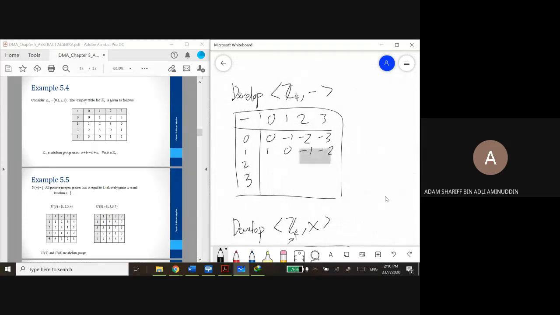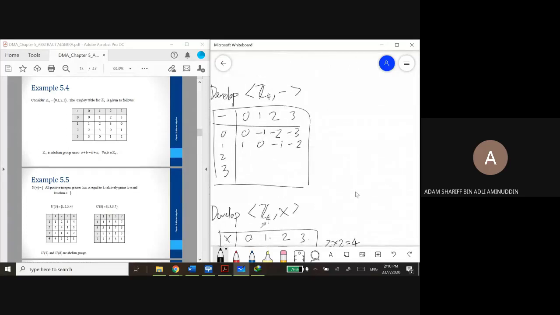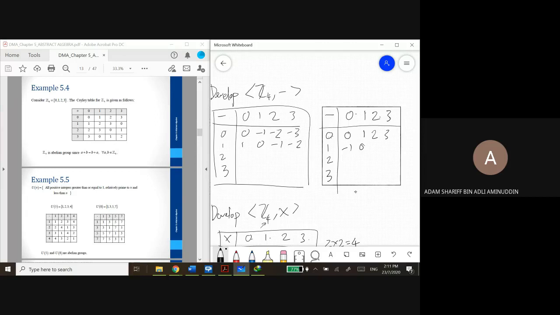Some of my students will actually do this. They don't work from the left to the top. They work from the top to the left. 0 minus 0, 0. 1 minus 0, 1. 2 minus 0, 2. 3 minus 0, 3. Negative 1, 0, 1, 2. You can take a look. You will actually produce two different Cayley tables.